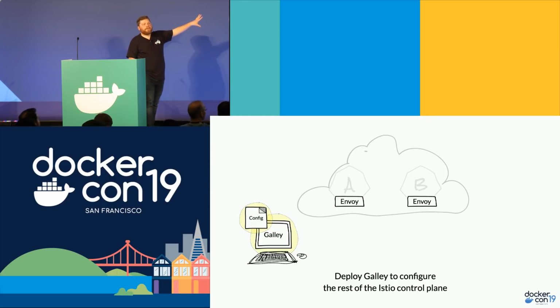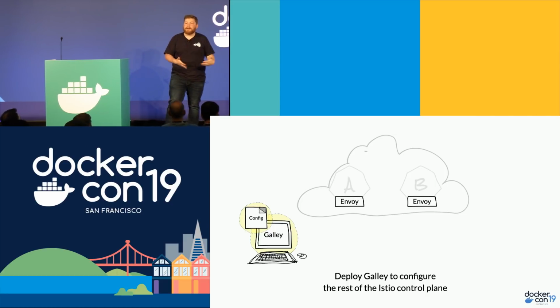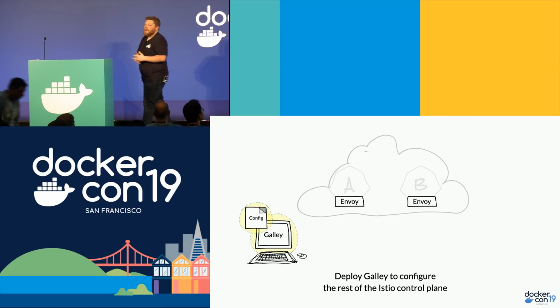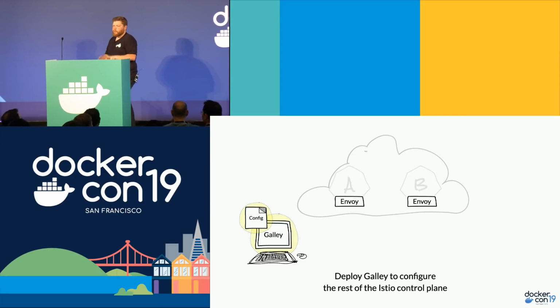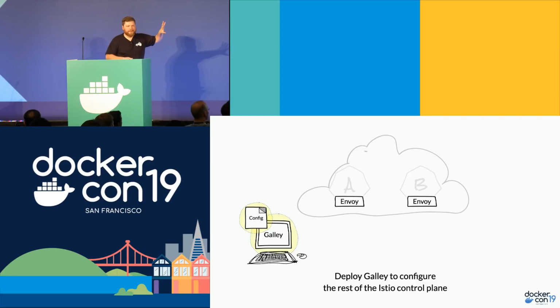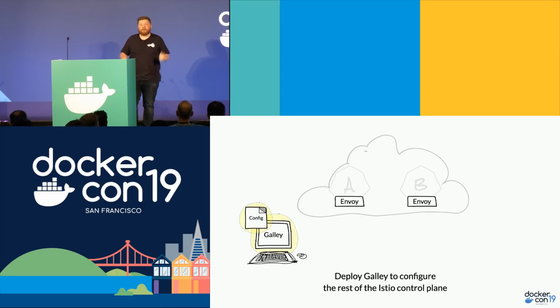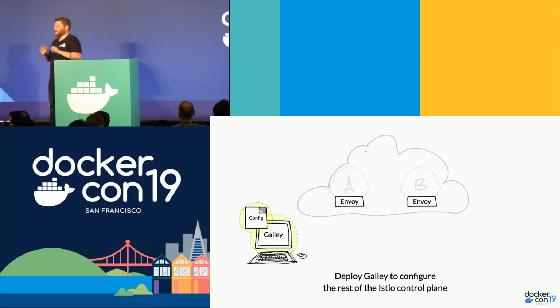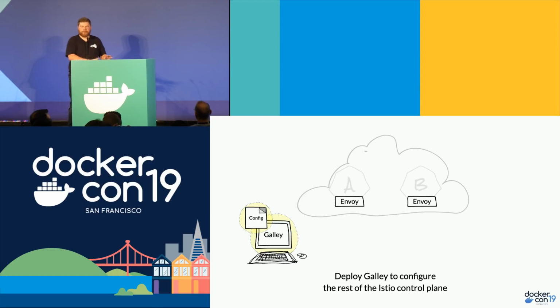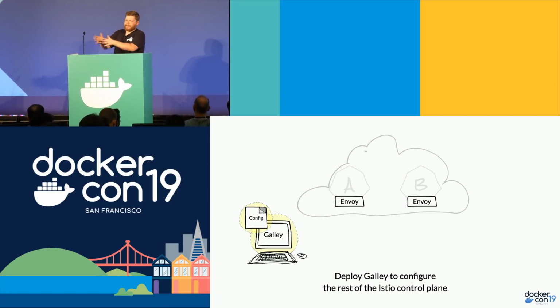Once we have those proxies beside our application, we now need to configure them. We need to actually make them do things. And this is what the control plane is for. The first piece of the control plane that I want to introduce is the piece called Galley. And it is responsible for distributing your configuration to the other Istio components. So when you author a virtual service or you write some Istio configuration, that'll go to Galley, and Galley will push it to Pilot or to Mixer or to Citadel, to the appropriate piece.